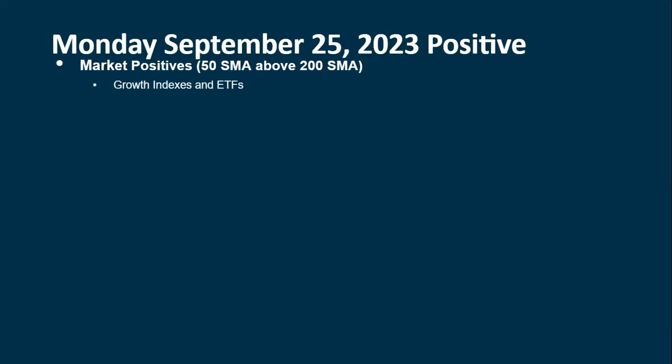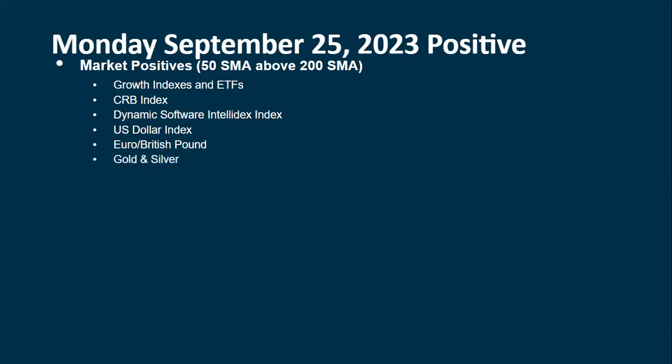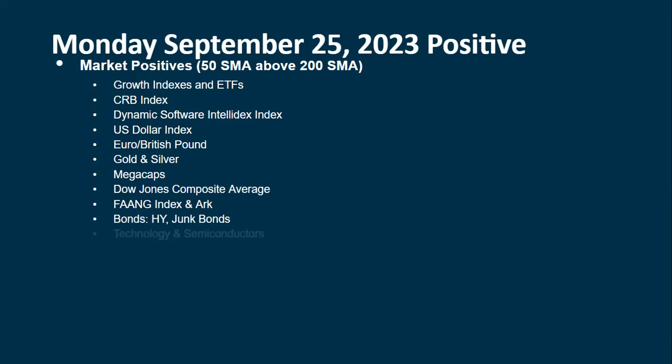So we have the growth indexes, which are positive, the CRB index, the big software companies, the dollar, which is a new addition to the list, the euro and the British pound, even though they're showing some weakness. They're still in longer term uptrends compared to the dollar. Gold and silver, which might be getting close to a death cross if we see follow through weakness. The mega caps, the Dow Jones Composite Average, the FANG Index, also ARC, bonds, which we're talking about high yield and junk bonds. Those are still in uptrends.